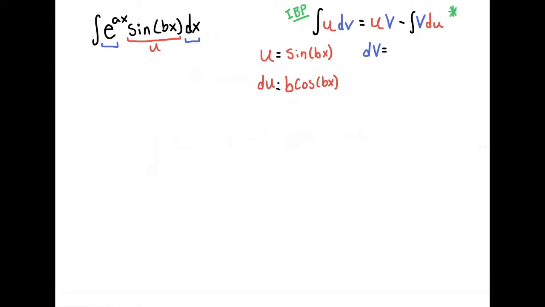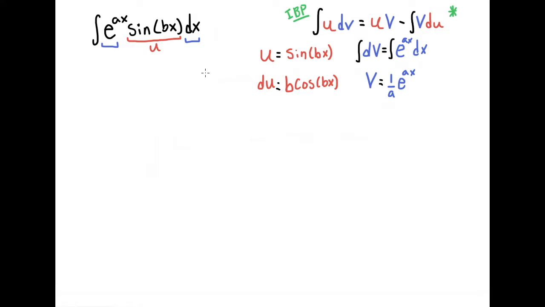And then over here, we're going to take a look at dv. Well, we're going to use dv to be e to the ax dx. And what we're going to do is take the integral of both sides here. So the integral of dv would just be v itself. And the integral of e to the ax, well, that's going to be 1 over a times e to the ax. And we're going to use this in our integration by parts formulation here, and we're going to try and see if we can make this a little bit easier. So let's bring it over.